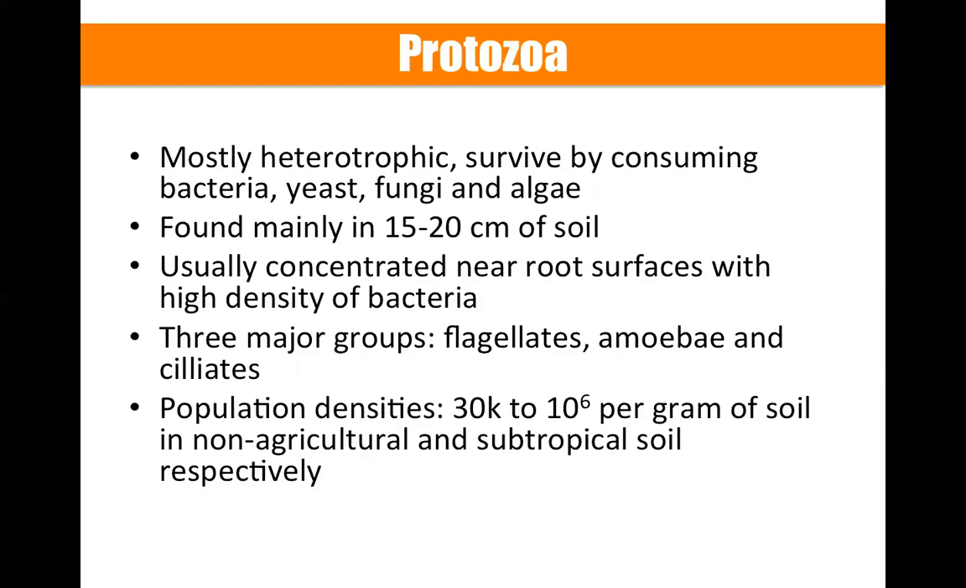They sometimes need water in the soil. They are usually concentrated near the root surfaces with a high density of bacteria. There are three major types of protozoa: the flagellates, the amoeba, and the ciliates. Flagellates are like euglena, and then we have the amoeba with pseudopods, and then we have ciliates like paramecium.